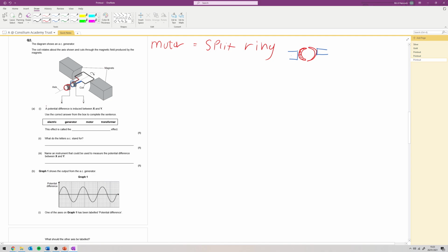Now, a potential difference is induced between X and Y, because what we're doing is forcing this to spin around, yeah? Someone is spinning this by hand or on a bike or however it is. That's forcing this to spin, and it is forcing a potential difference to be induced. We call this the generator effect, okay? Because we are moving the coil and generating a potential difference. What does AC stand for? Well, that's alternating current.